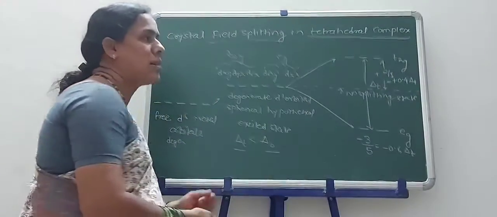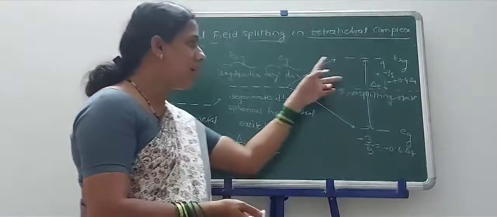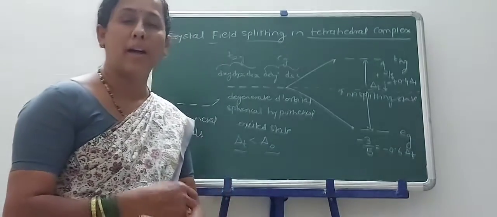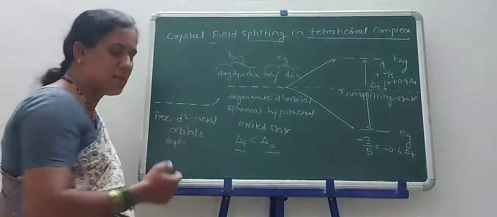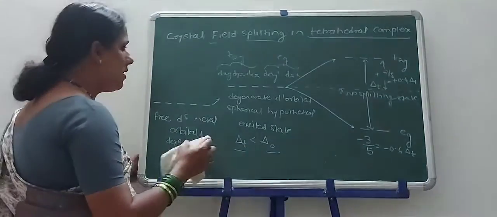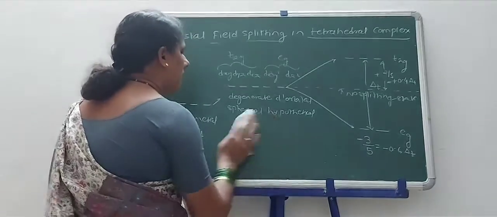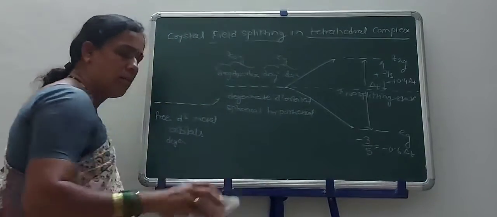Now, why is the T2g and Eg energy gap different from the octahedral energy gap? For this, we have to write the reason. See here, these are also d5 orbitals. Here, I am giving the reason for this.